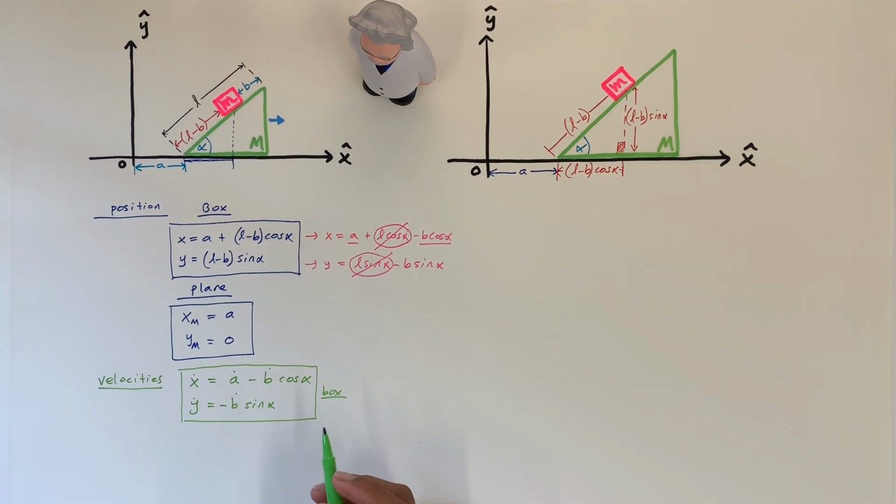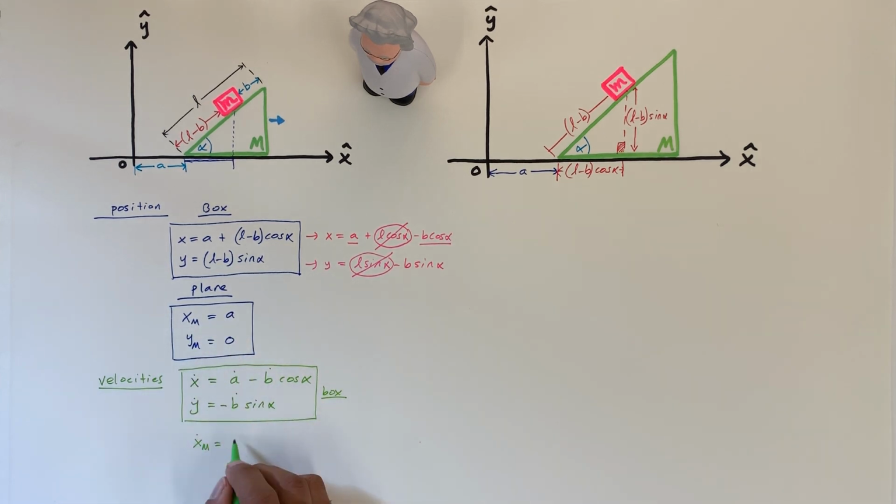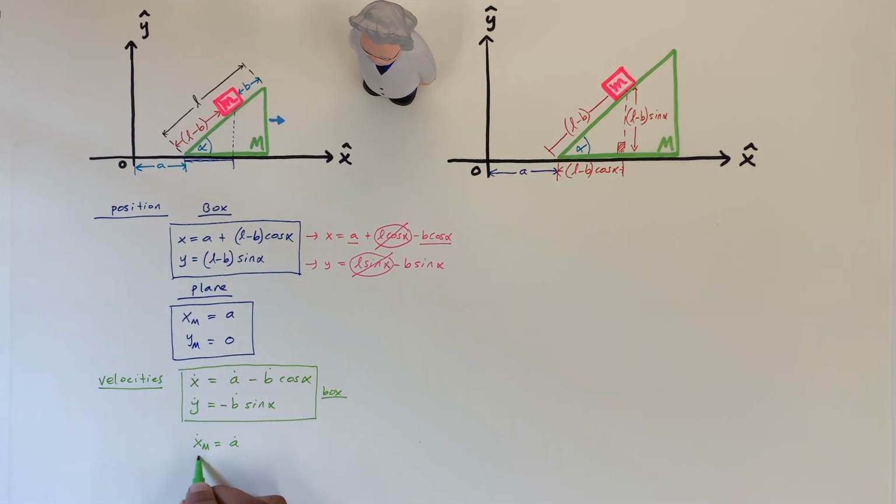And now for the plane, we got X dot of M, right? A is changing, so we can say A dot, and we're not moving up and down in the Y, so the derivative obviously is going to be 0 as well. Okay, and so this is for the plane.